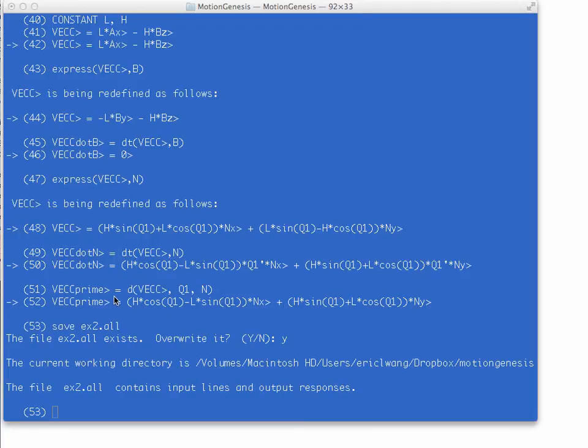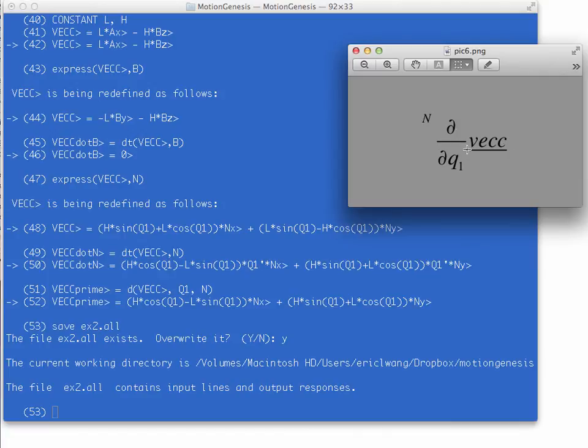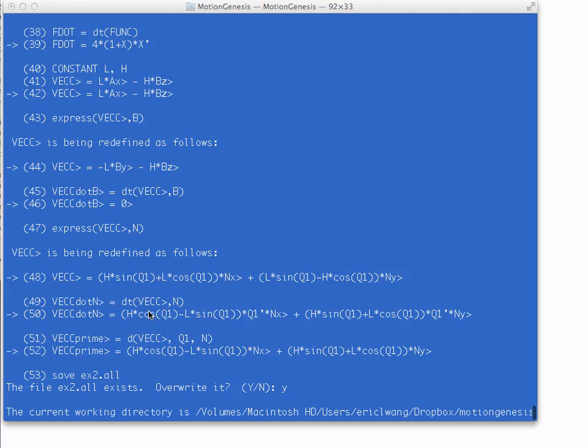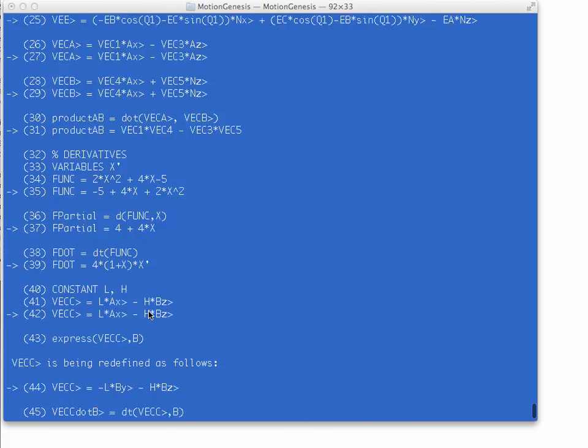Now I can do a partial derivative in N, for example. I can go here and bring on the partial derivative of vec c with respect to q1 in N. So it's a partial derivative, d of vec c with respect to q1 in N. Again, let's specify what I'm taking the derivative with respect to, q1, and then what reference frame, N. If I said d vec c with respect to t, that's the same as dt, so I'd get the exact same answer. And that's about it. So this is just some examples of derivatives and some coordinate transformations and rotation matrices.